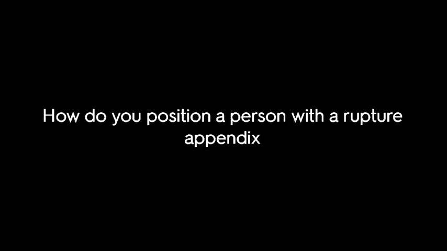What is the number one thing to worry about when you have appendicitis? Rupture. What is one of the reasons that appendicitis occurs? Related to a low-fiber diet. How do you position a person with a ruptured appendix? Position them up on the right side.